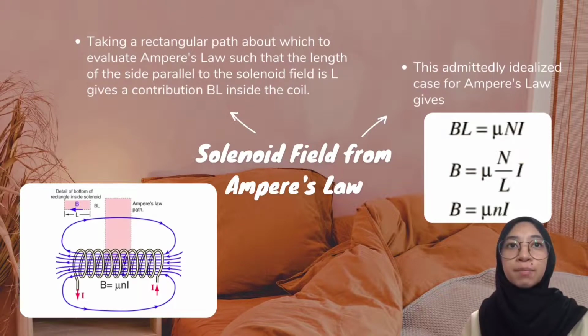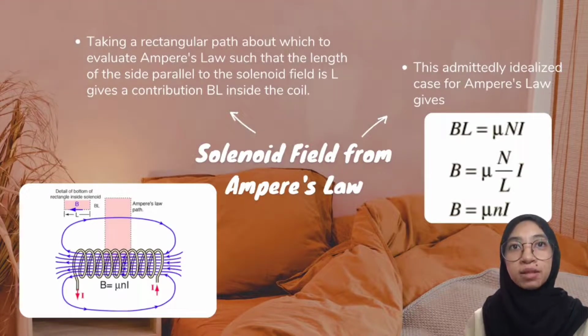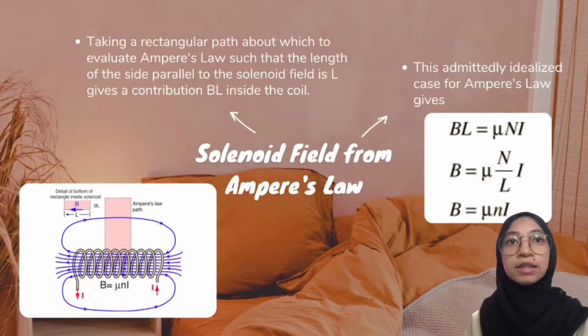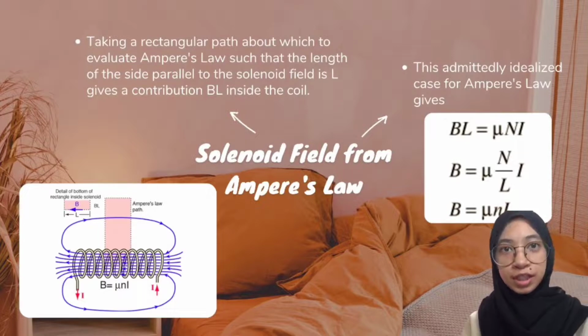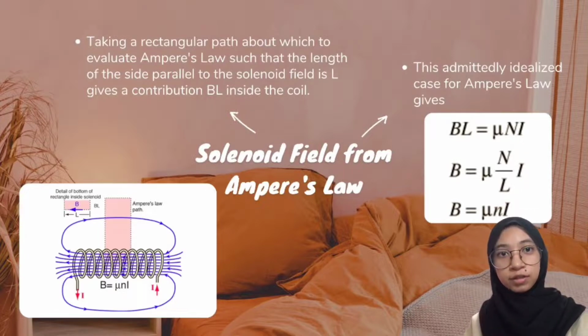Solenoid field from Ampere's law. Taking a rectangular path about which to evaluate Ampere's law such that the length of the side parallel to the solenoid field is L, gives a contribution BL inside the coil. The field is essentially perpendicular to the side of the path, giving negligible contribution. If the end is taken so far from the coil that the field is negligible, then the length inside the coil is the dominant contribution. Here is some illustration of solenoid field.